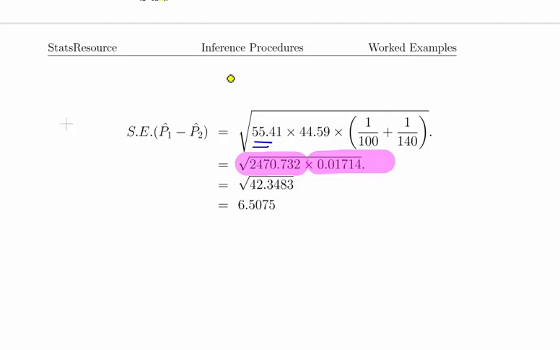You don't really have to go to so many decimal places as I do. I'm just doing it for extra clarity, so when you're doing it, you know how close you get to me in terms of calculator accuracy. When we multiply those out, we get the square root of 42.3483, which is 6.5075. So 6.5 essentially.